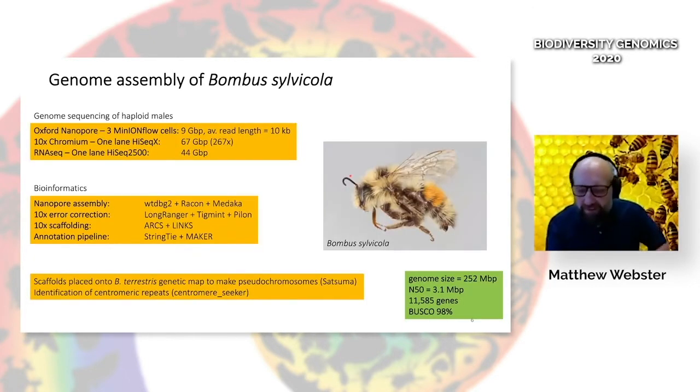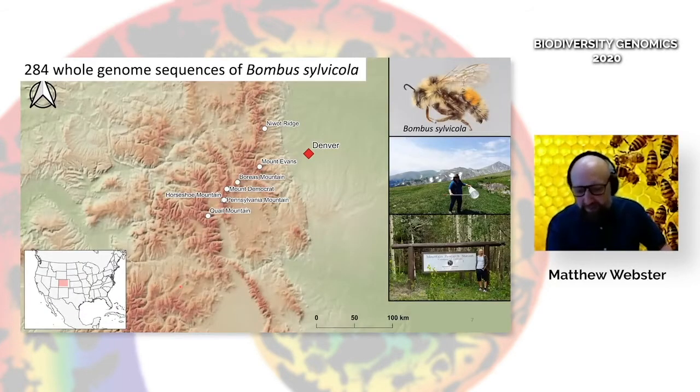We first generated a genome assembly of the species Bombus sylvicola that could be used to map sequences from the subgenus, using Oxford Nanopore, 10x and a standard assembly approach. We placed the scaffolds on a genetic map of Bombus terrestris and also identified repeats that were potentially associated with centromeres. We then collected a few hundred samples of this species from 7 locations across the Rocky Mountains in Colorado, mainly in order to learn about population structure and local adaptation.